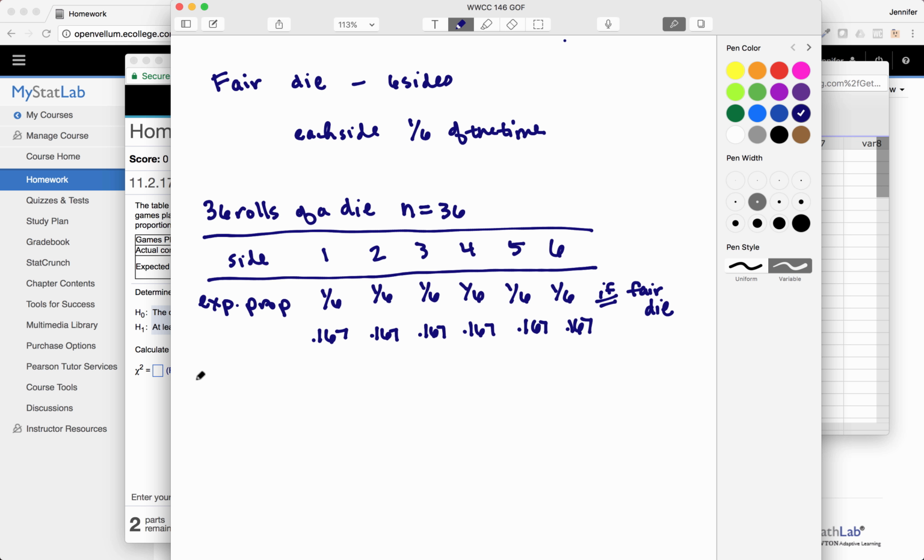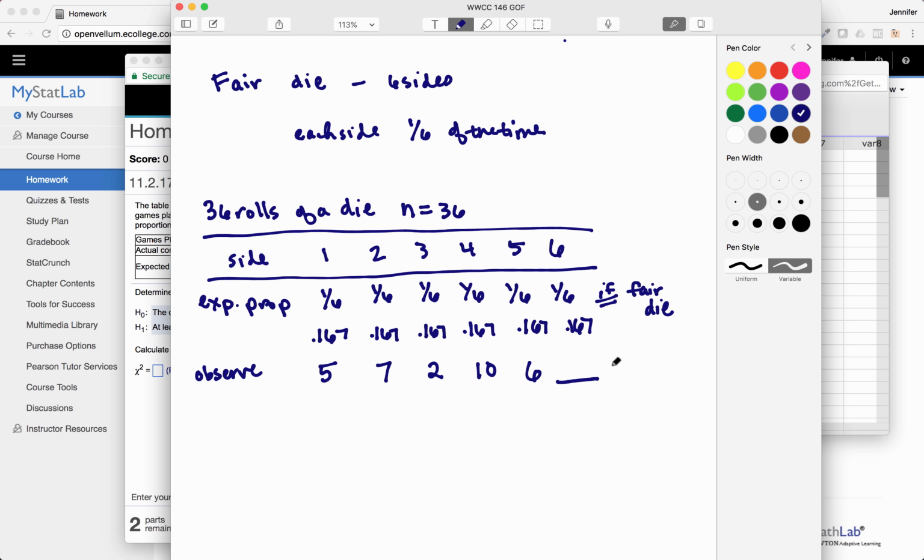So we roll the die 36 times, and this is what we observe. We observe that we saw the 1 5 times. And then the 2, we saw that happen 7 times. The 3 happened only twice. The 4 happened 10 times. Then there's the 5, we saw that 6 times. And then there's one more number, the 6, and that's going to fill out the rest here.